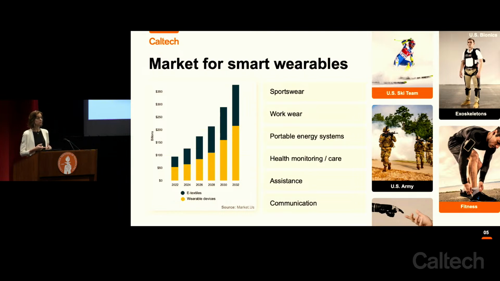For example, in sportswear, workwear, medical support, portable energy systems, assistance and communications, the market that's shown in the diagram here on the left is growing in the hundreds of millions, projected between 2022 and 2032, for both electronic textiles and wearable devices.